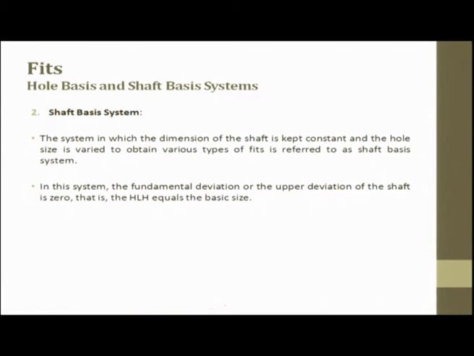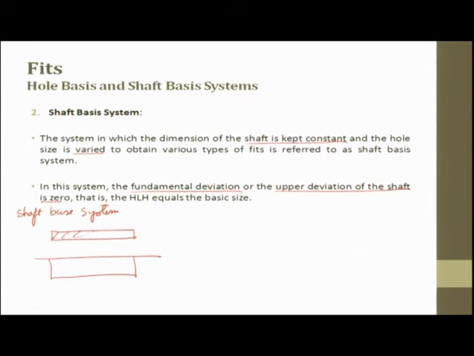So, when we go for a shaft based system, it is the same. For a shaft based system, the shaft is kept constant and the hole is varied. Here the fundamental deviation, or the upper deviation, of the shaft is kept as 0. When we try to draw a shaft based system, this is the shaft and here is your hole. This is the hole tolerance and this is the shaft tolerance. Here this is my zero line.